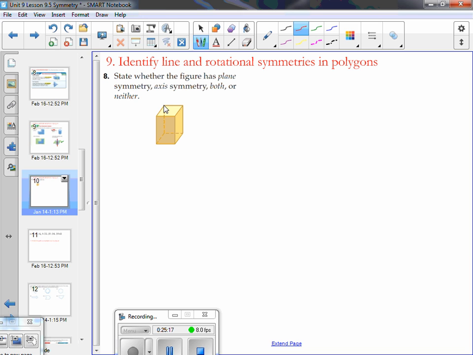How can it have plane symmetry? You can have a plane, cut it in 2. I tried to make it so that that's congruent to that. Didn't quite pull that off, but I tried to. Yeah, so it also has plane symmetry. So that one has both. All right, you guys with me? Okay.